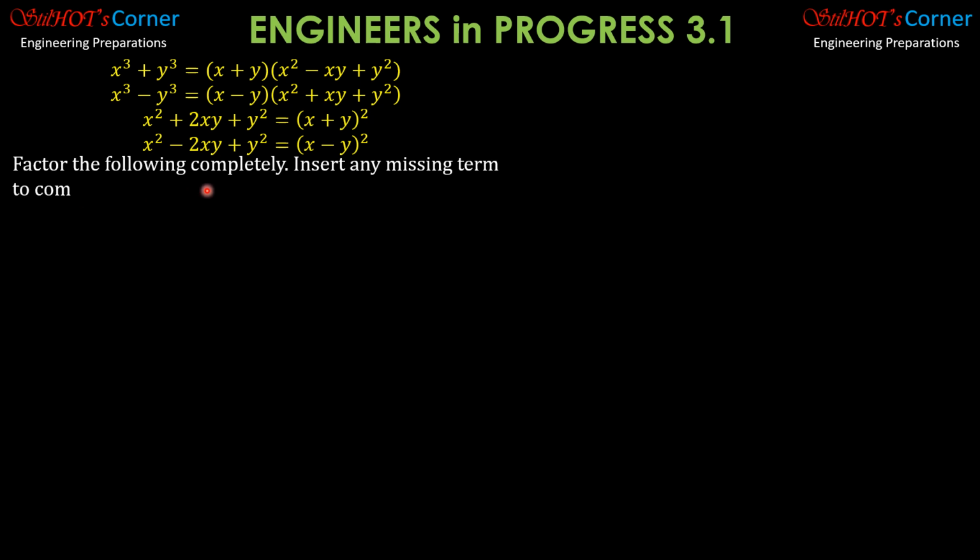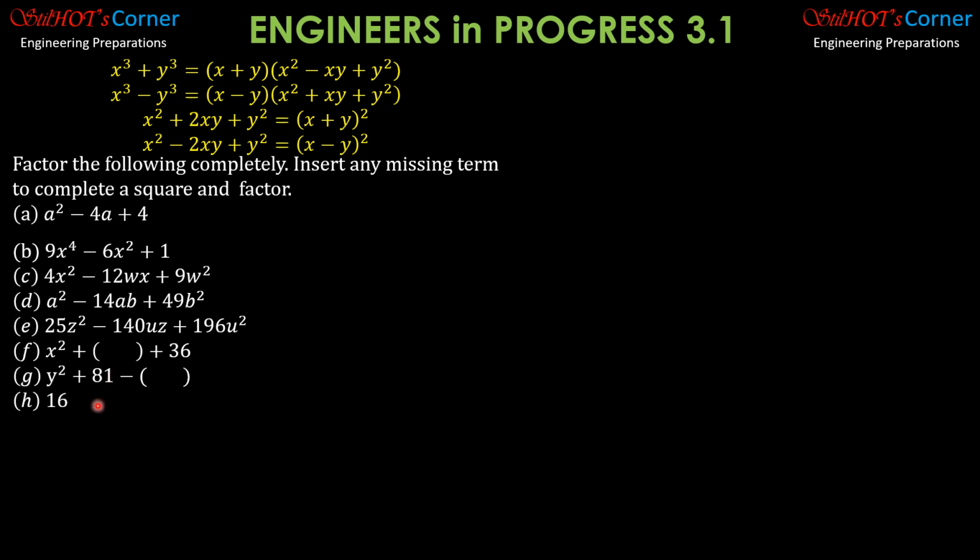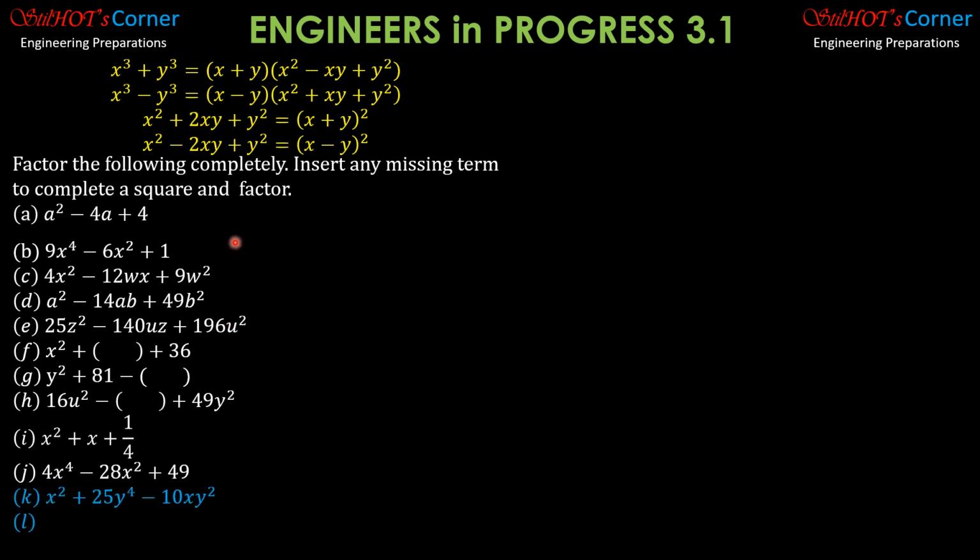So these are the exercises. Factor the following completely. Insert any missing term to complete a square, and factor. For some exercises here, like part F, we have a missing term, part G and part H. So this is for your part.